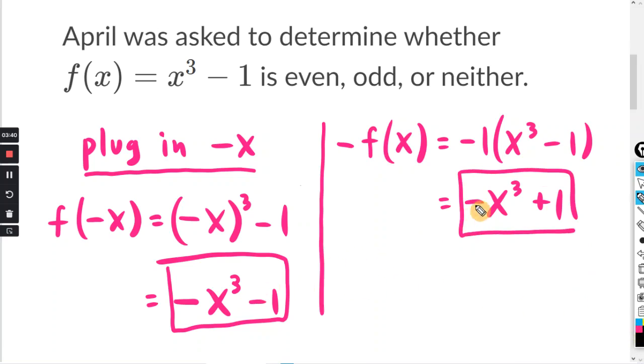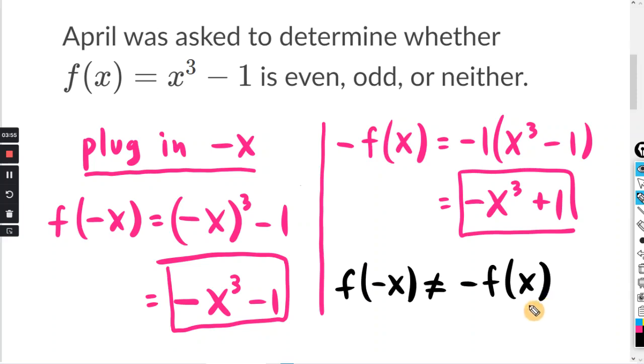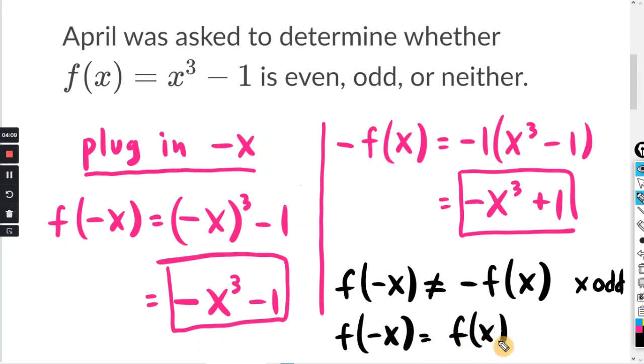You can see these are definitely not equal. So f of negative x does not equal negative f of x. That proves that it's not odd. And does f of negative x equal the original f of x? Here's f of negative x, and the original is f of x. Are these equal? No. So it's not even either. That's my work.